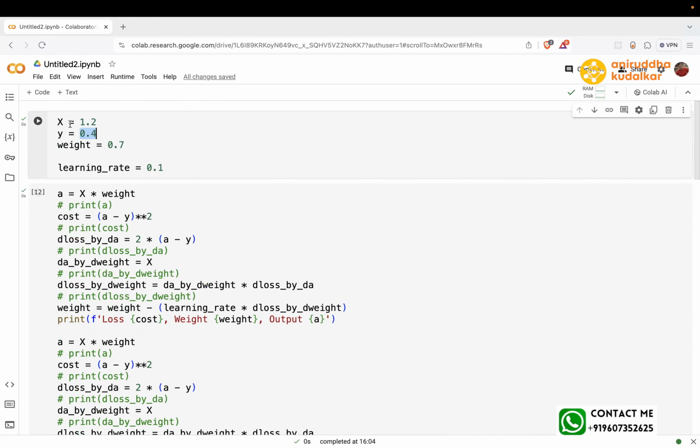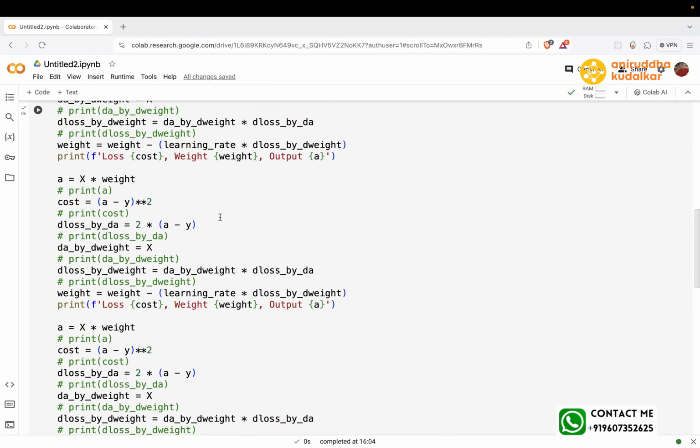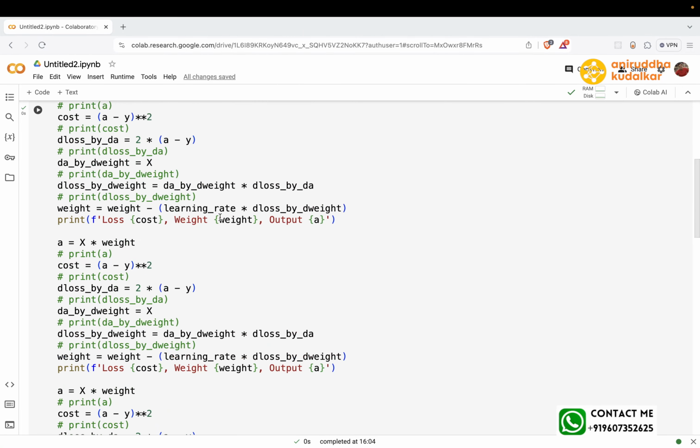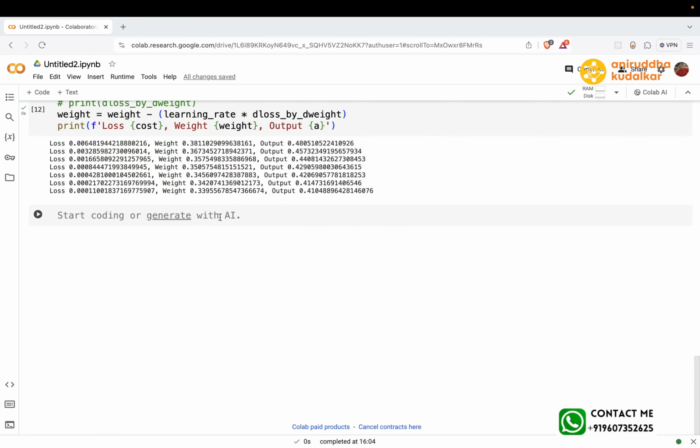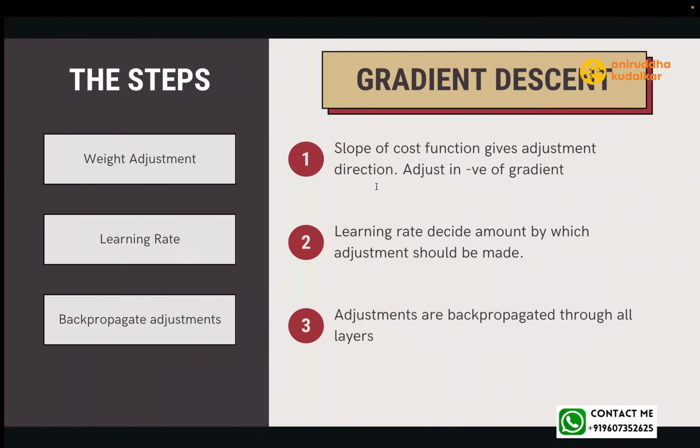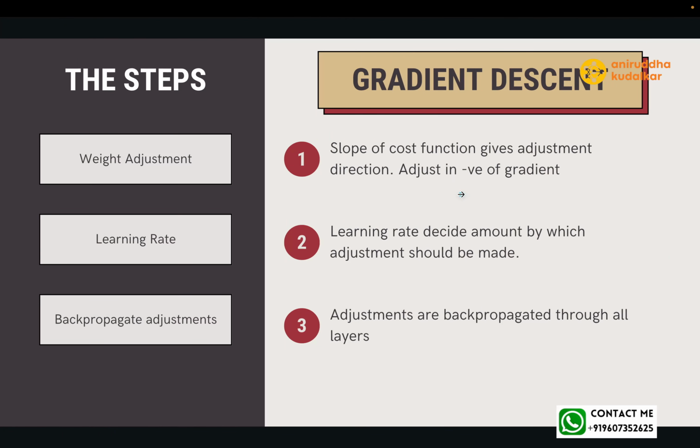If x is this, desired output is this, and the initial weight is this, but you made some iterations. That is called the training process, where weights are getting updated, and here you got something like this, right? Gradient descent, weight adjustment, learning rate, and back propagate the adjustments.